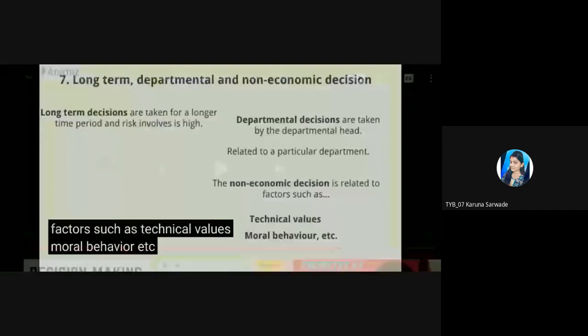So last but not least, seventh number, decisions as long-term, departmental, and non-economic. Long-term decisions are taken for a longer time, meaning the next 5 years, 10 years. And the risk involved is high. So when we are taking a long-term decision for 5 years, 10 years, the risk will be higher.